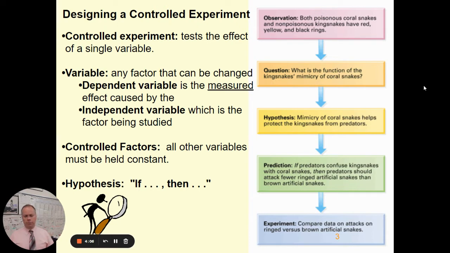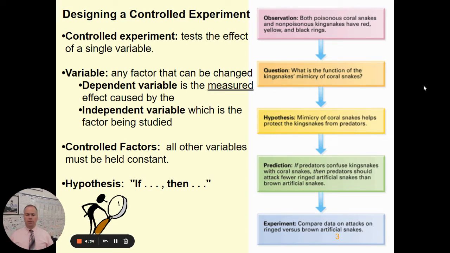So I make a prediction: if predators confuse king snakes with coral snakes, then the predators should attack fewer ringed artificial snakes than brown artificial snakes. So you could set up an experiment. You could have these artificial snakes with different colorations, and you could measure the number of attacks on these artificial snakes, and that would allow us to test that hypothesis.